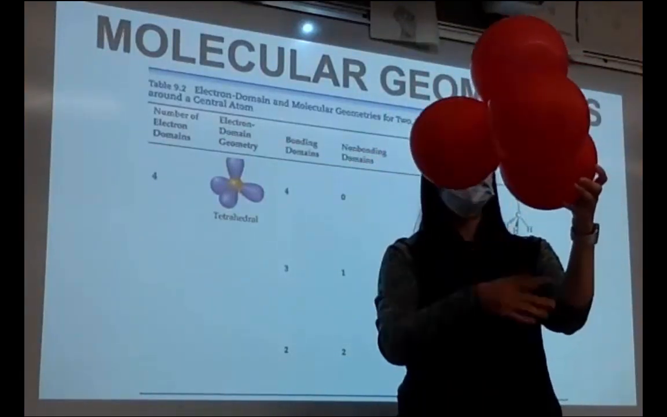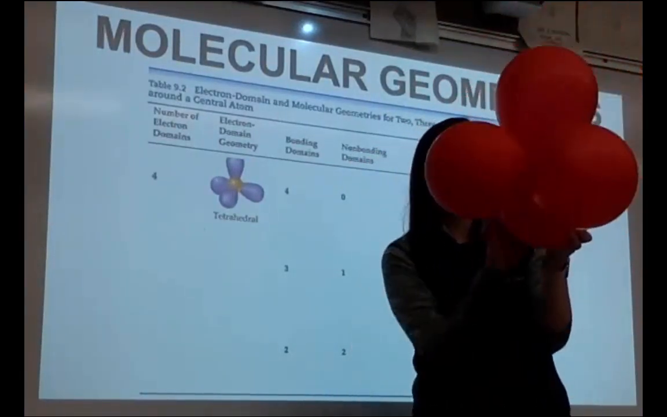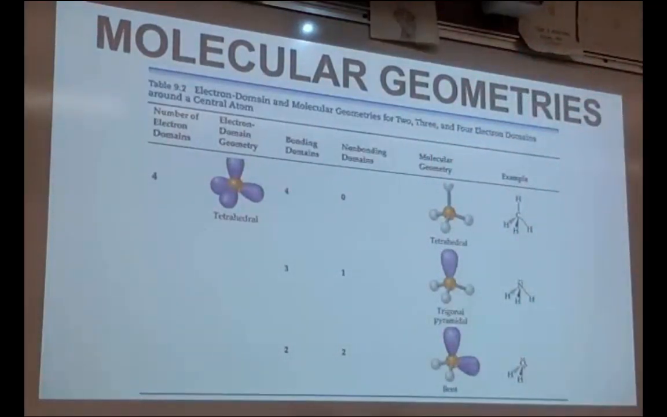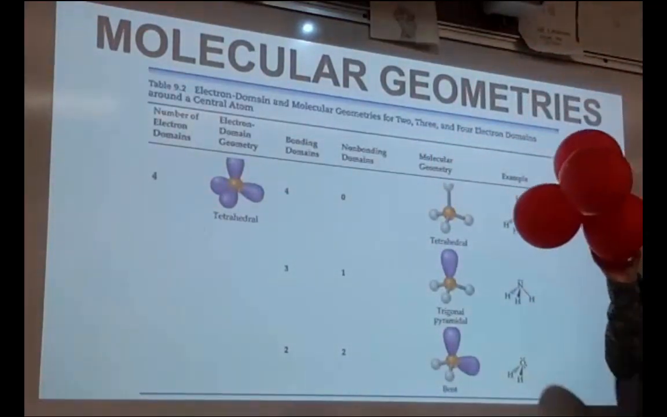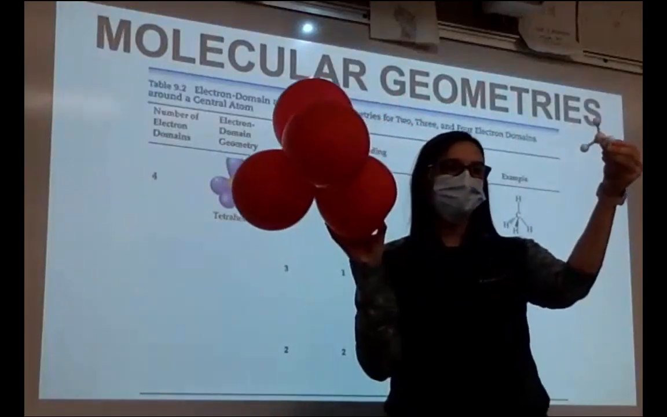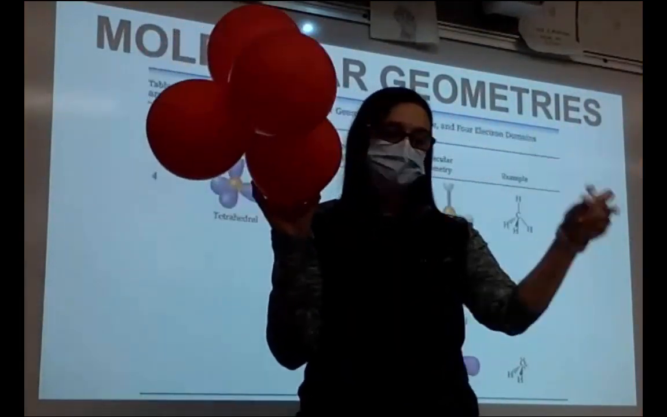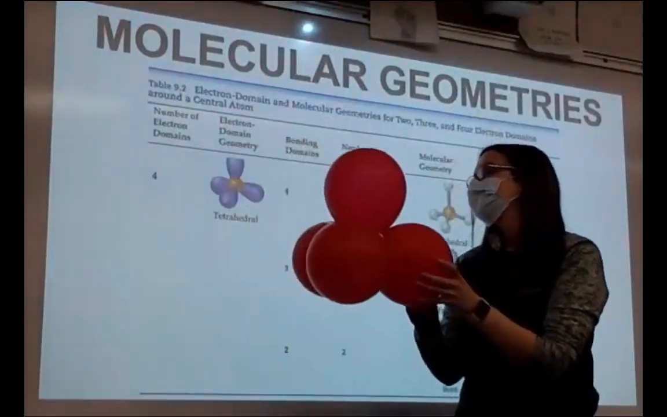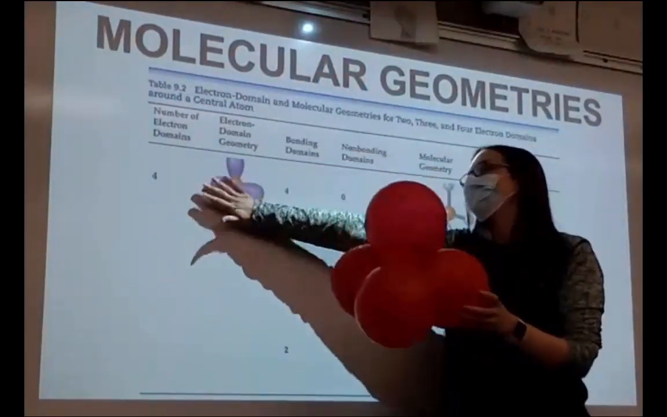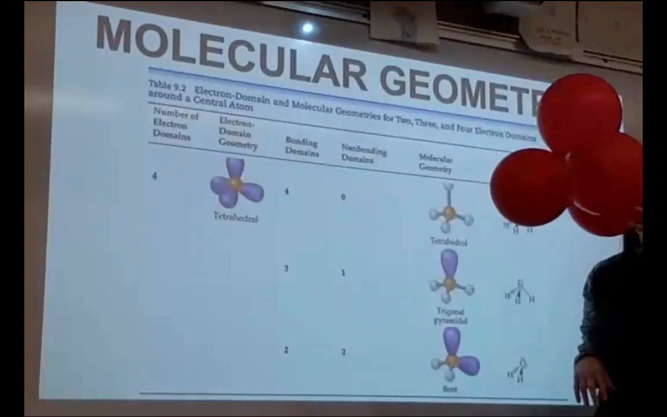So the central atom is here in the middle. I have 4 atoms bonded. This is actually what tetrahedral atoms look like. Here's another example with my little model. This is what CH4 actually looks like. So the bond angles are not 90 degrees. They're 109.5. So the electron domain geometry and the molecular geometry right now are the same.